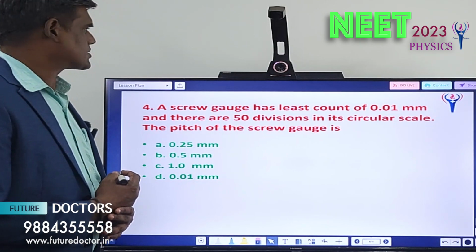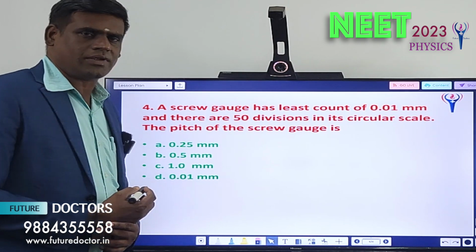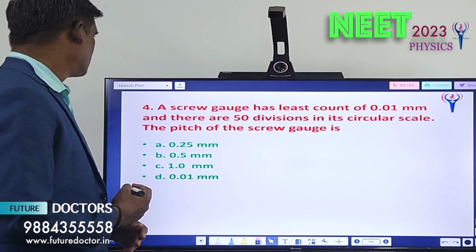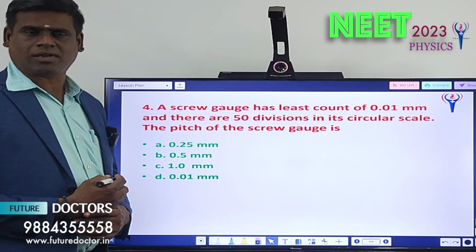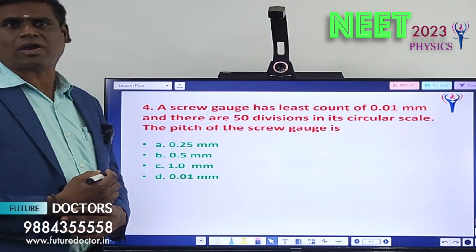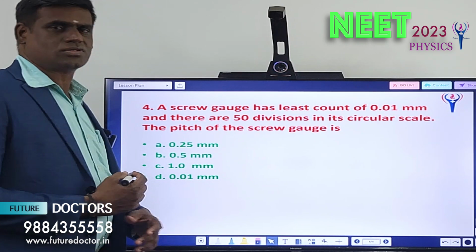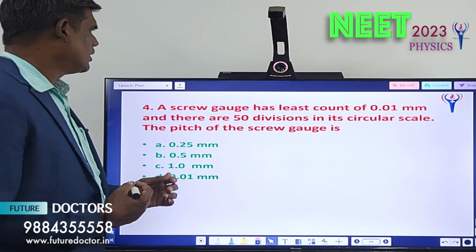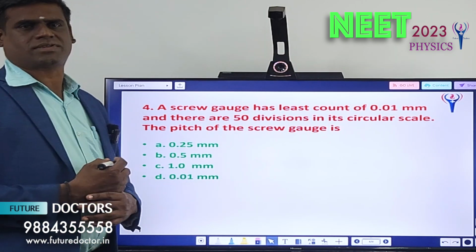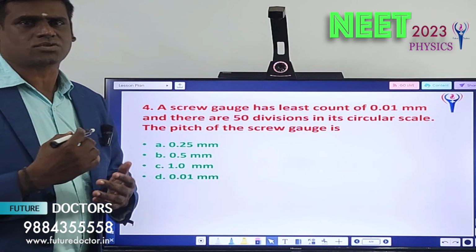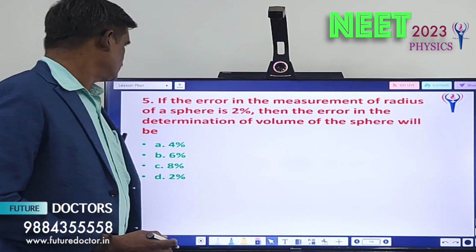A screw gauge has a least count of 0.01 millimeter and there are 50 divisions in its circular scale. The pitch of the screw gauge is dash. A, 0.25 millimeter. B, 0.5 millimeter. C, 1.0 millimeter. D, 0.01 millimeter. So here you should know the least count and the formula for the pitch of the screw gauge. By knowing this idea, we can find the pitch of the screw gauge. Let's move to question number 5.